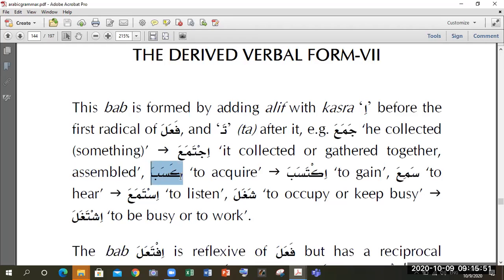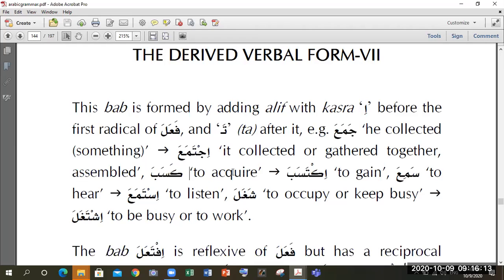Kasaba, to acquire, not to acquire, because this is a past tense verb. He acquired. He earned. It means to earn, and this is used in that meaning in the Quran too. He earned something, he earned rewards, right? To acquire, to get something, it means.